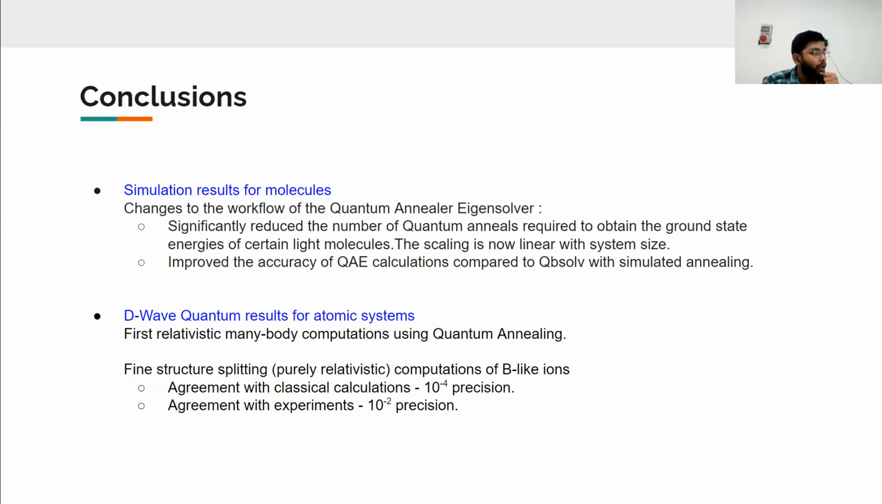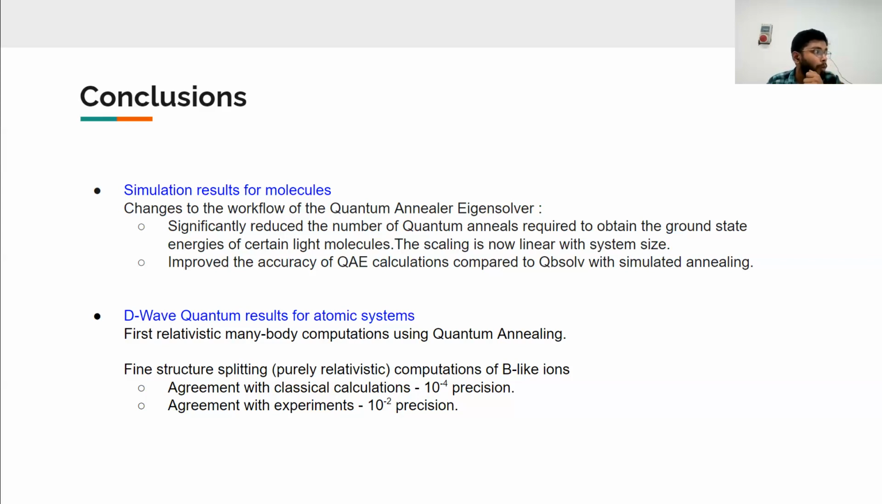So to conclude, we have made improvements to the quantum annealing eigensolver workflow, and we have implemented that for both molecules and atoms. When we use quantum annealer eigensolver with simulated annealing for molecules, we have shown that we can significantly reduce the number of quantum anneals required to obtain the ground state energies of light molecules, and the scaling is now linear with system size. And we have also improved the accuracy of QA calculations without expending more qubits.